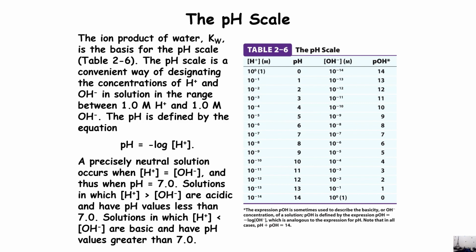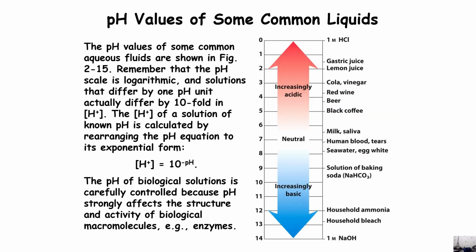Okay, a solution in which the H plus will be greater than OH minus will be acidic and have pH values less than 7. Solutions in which H plus will be less than OH minus will be basic because OH minus is more, and will have a pH value greater than 7. Now if we talk about some common liquids, the pH values of some common aqueous fluids are shown here.